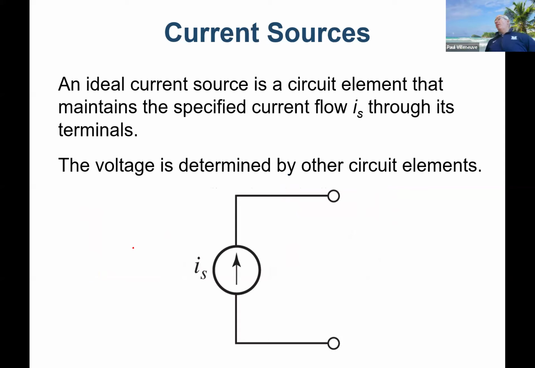So the voltage drop across the load can be plus to minus, that direction, or that direction. The current source doesn't care. It'll act as a source or a load. Doesn't matter. It's all based on maintaining the current.